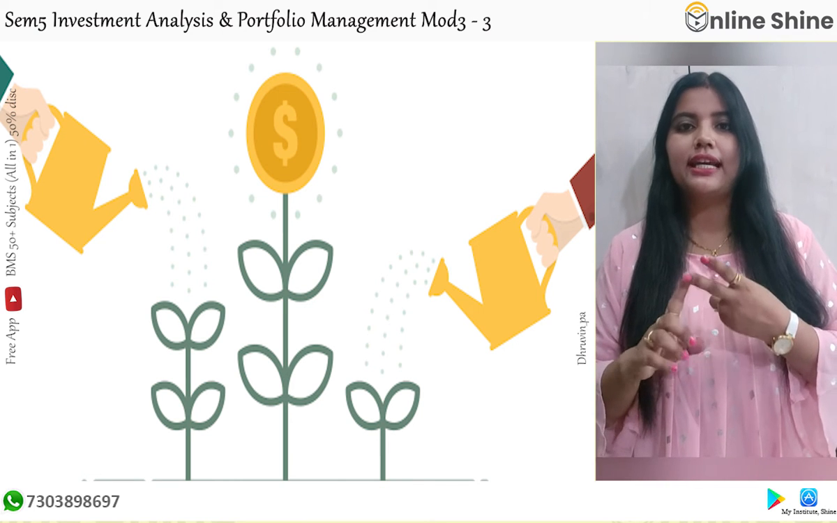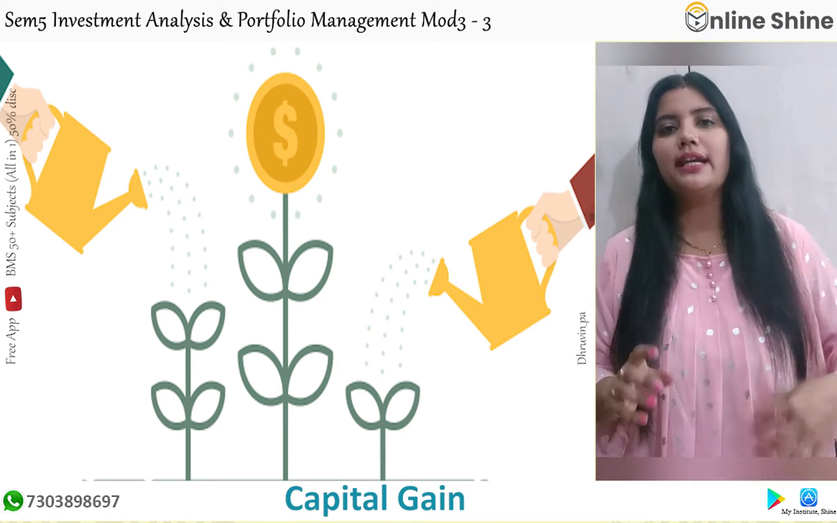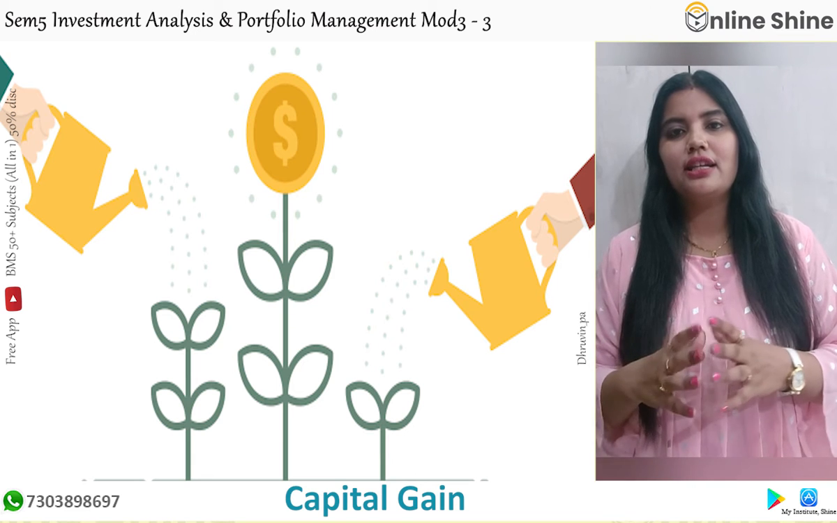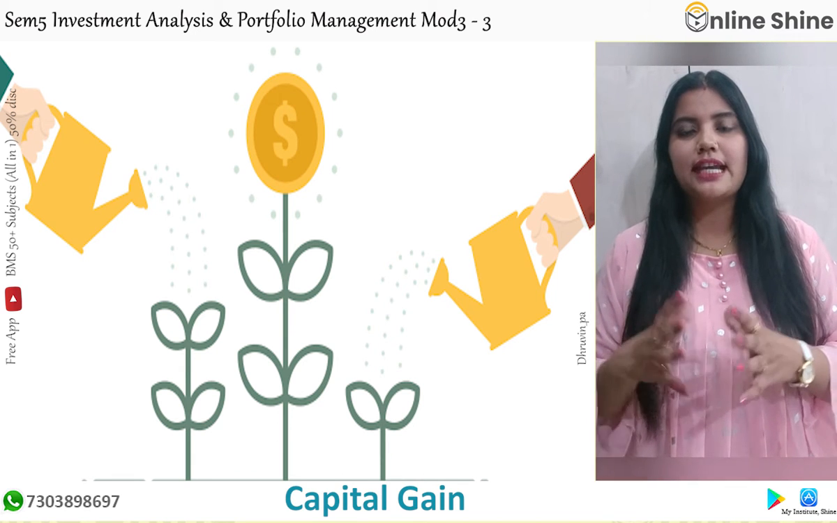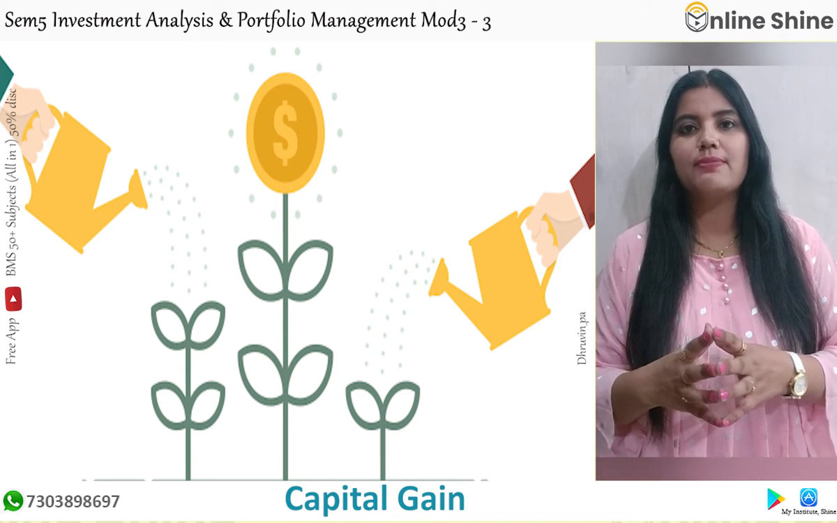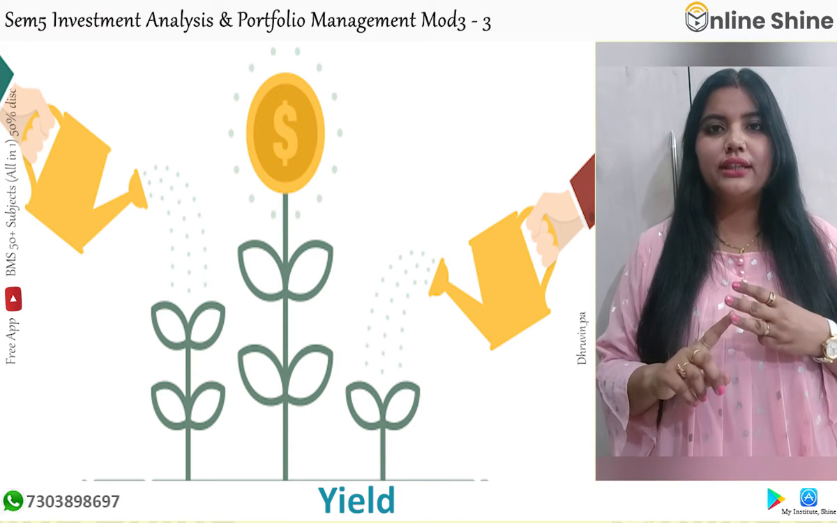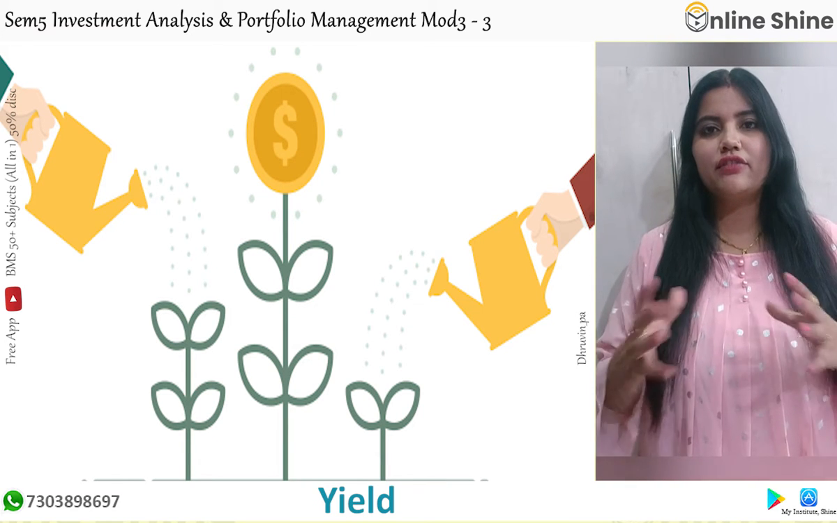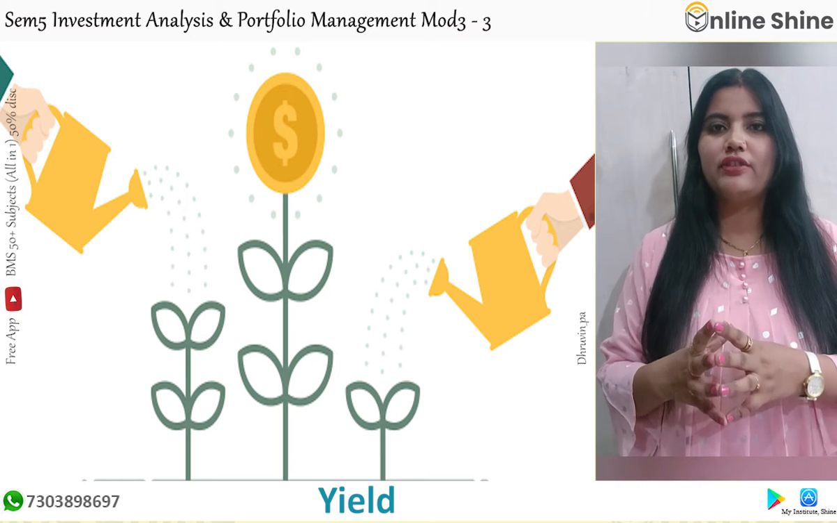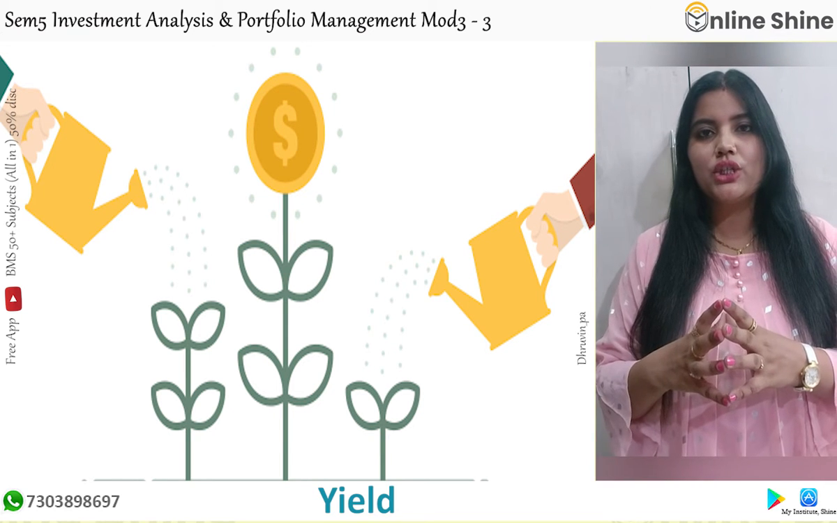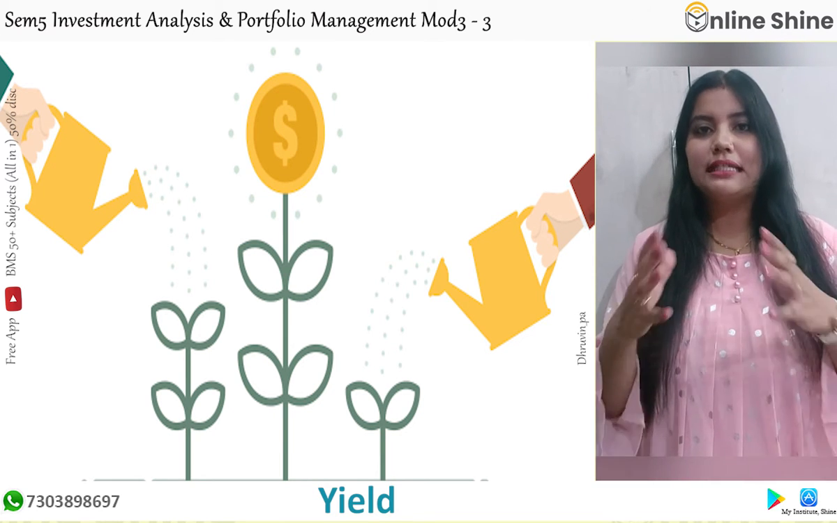Now second one is capital gain. Capital gain or appreciation is the difference between the sale price and purchase price. Third one is yield. It is the return received in the form of interest or dividend. Return is equal to capital gain plus yield.